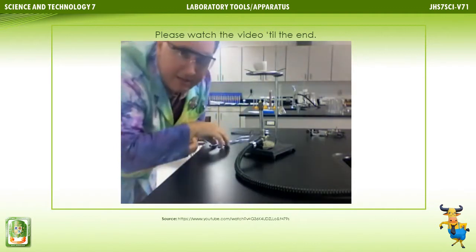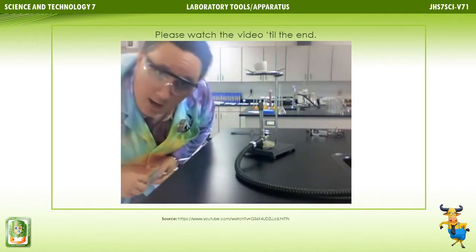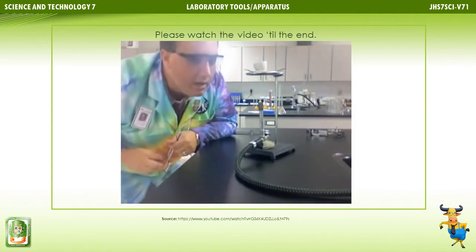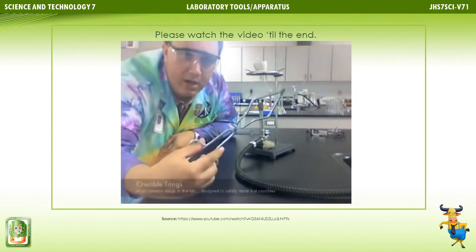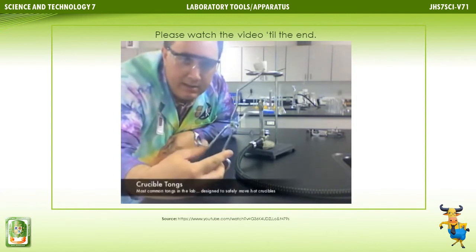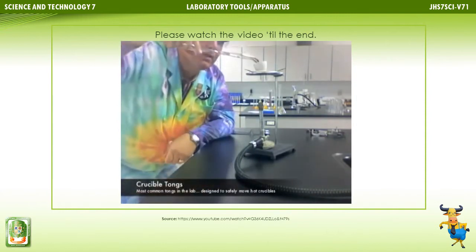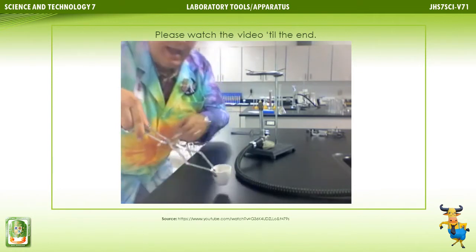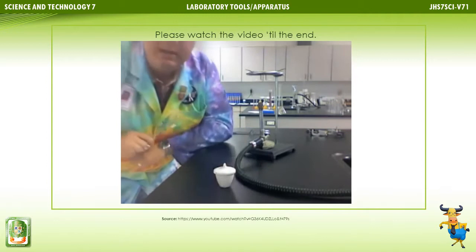Now, when it's time to get the crucible off of the heat, we can't just reach up there and go, "Ow!" No, we'll use crucible tongs. Crucible tongs, a crucible, and a crucible lid.